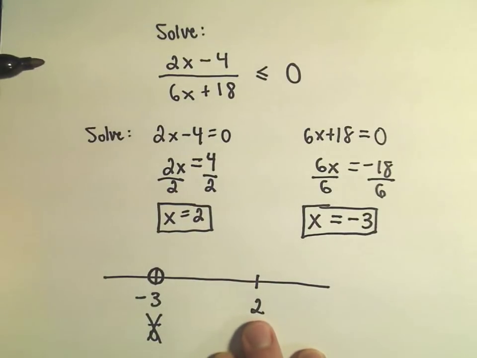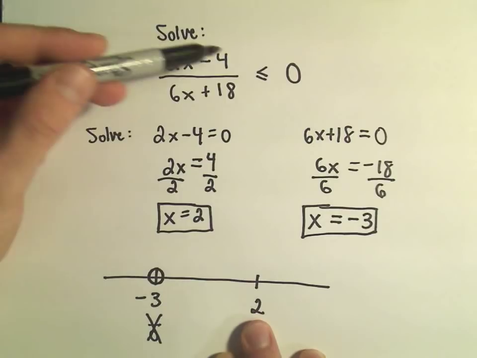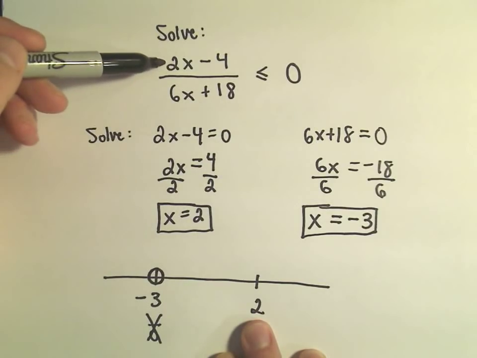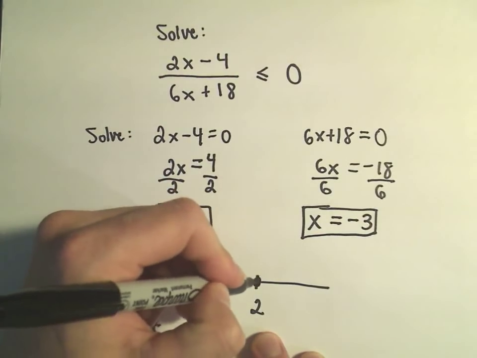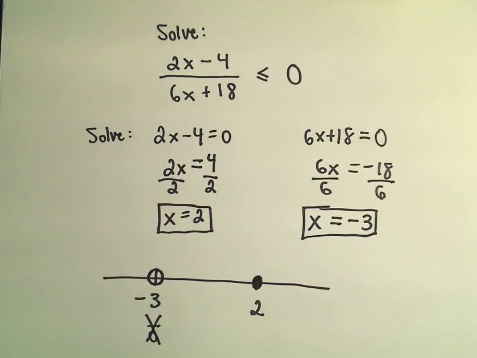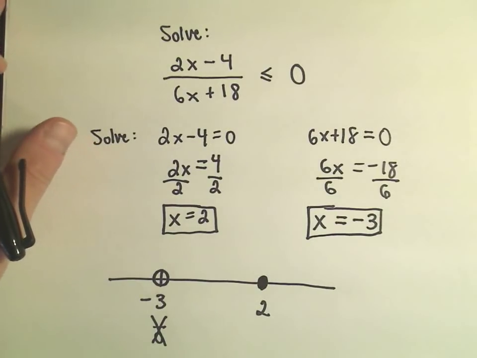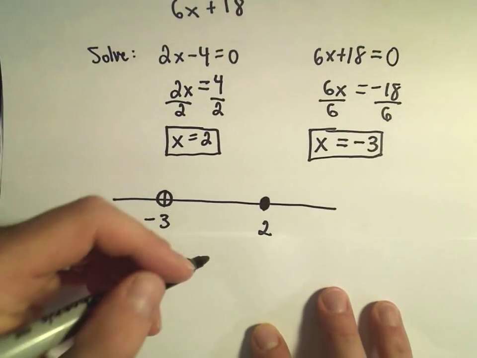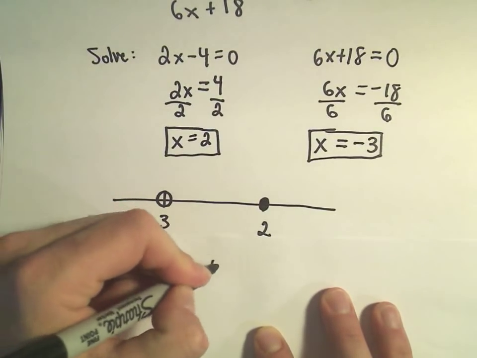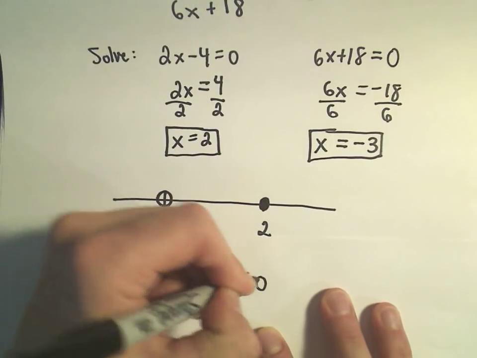Okay, what about positive 2? Notice if we plug positive 2 into the rational expression on the left, we'll get 0 in the numerator. We won't get 0 in the denominator. 0 divided by some number is 0, and 0 is less than or equal to 0, so positive 2 will work. Unfortunately we're not done yet. Now we have to take a number from each interval and test it in our inequality. Again we have the inequality 2x minus 4 over 6x plus 18 less than or equal to 0.